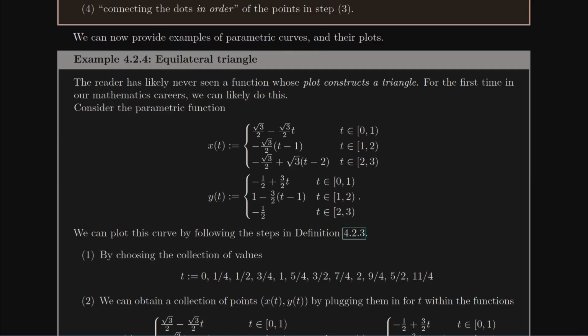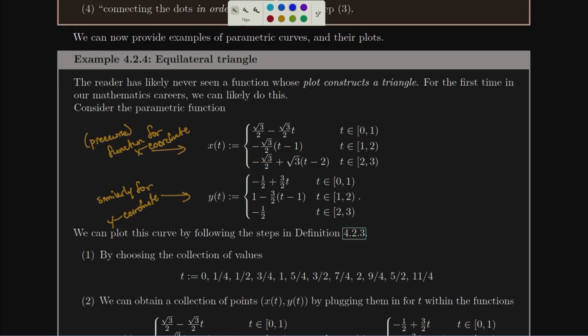Anyway, the equilateral triangle is going to look like, well, you can see what I've done here is I have, in this case, a piecewise function for the x coordinate, and similarly for the y coordinate. So I have a piecewise function for both of those. Let's recall what piecewise means.